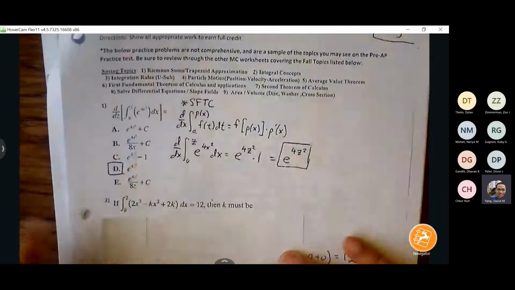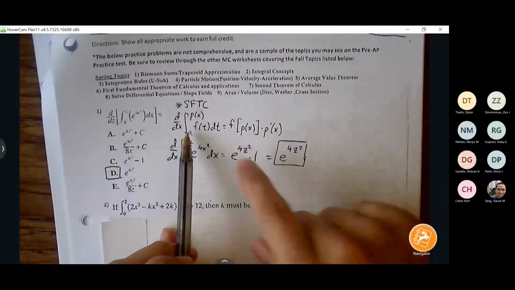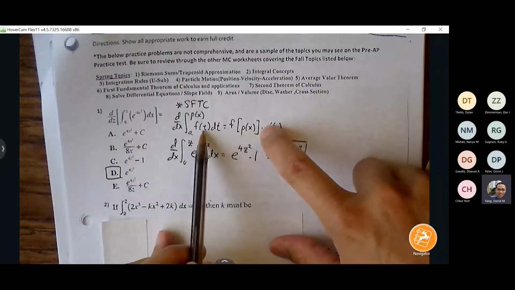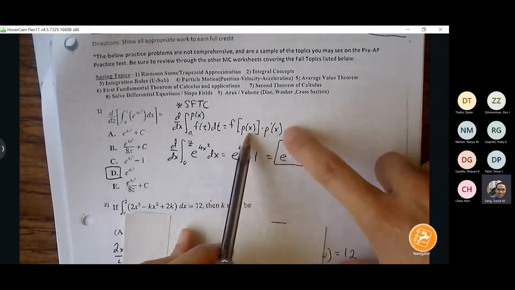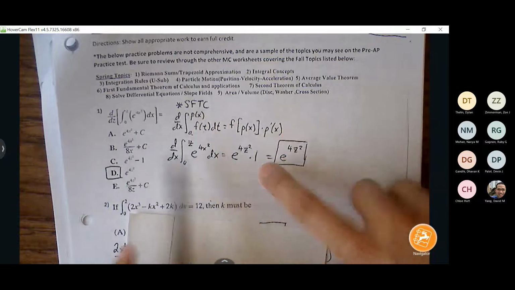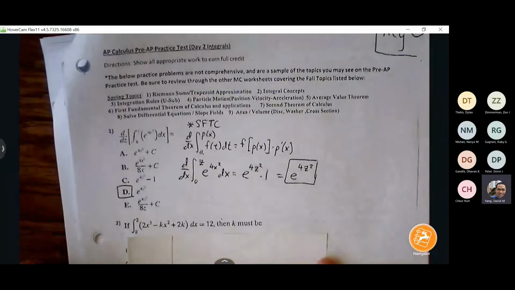All right, so again, second theorem says take the upper bound, insert into the variable of the original function, and then multiply it by the upper bound's derivative. P becomes P prime. All right, questions with 1?